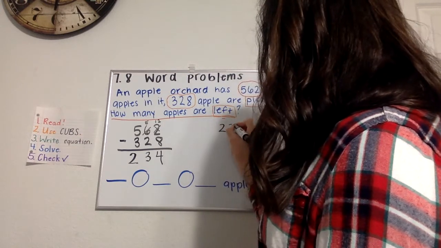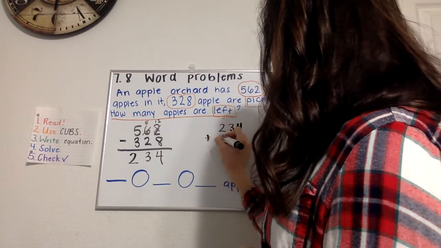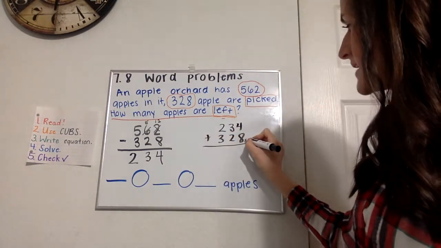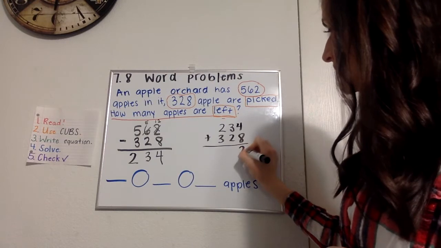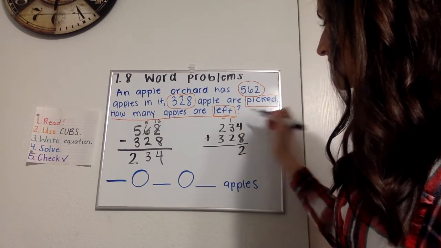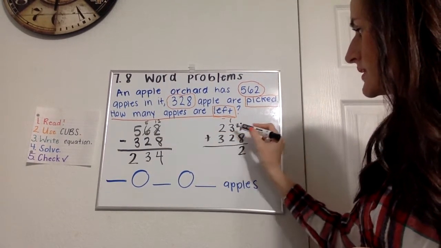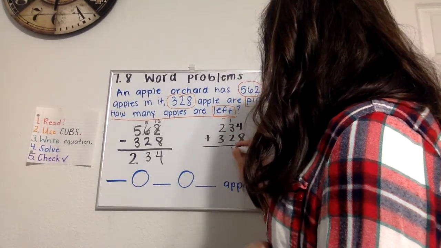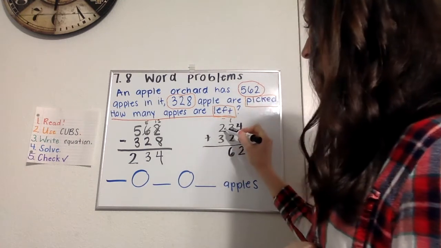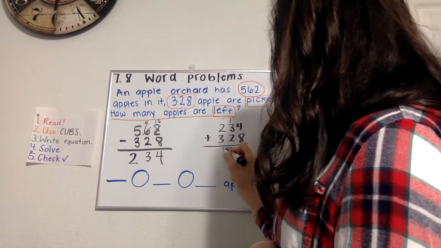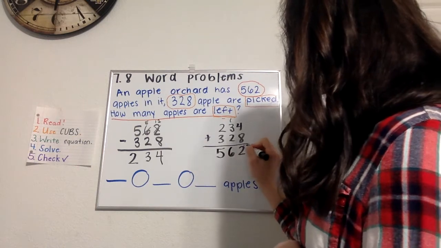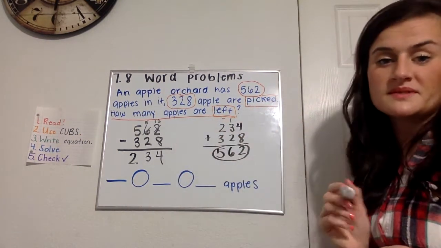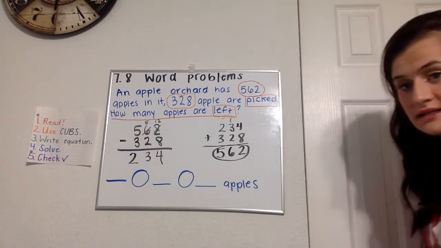So I have 234 plus 328. I know 4 plus 8 equals 12. So I'm going to put the 2 down and carry that 1 into the tens place. 1 plus 3 equals 4. 4 plus 2 equals 6. And 2 plus 3 equals 5. So I got 562, just like in our problem, so I know I solved it correctly.